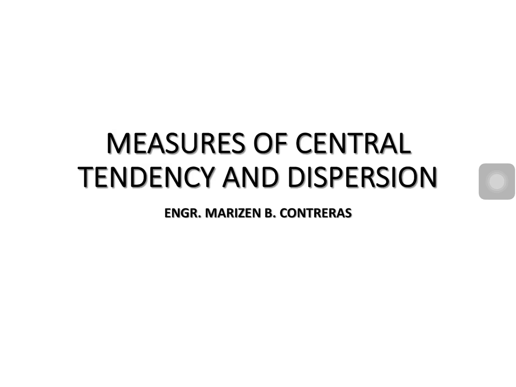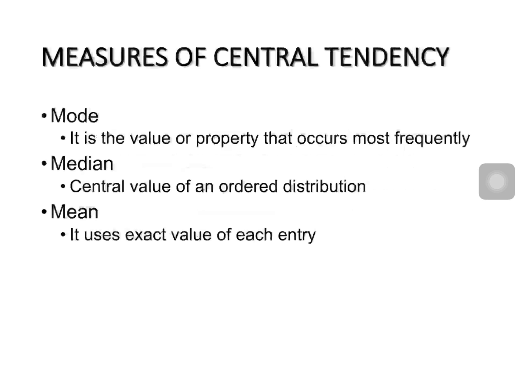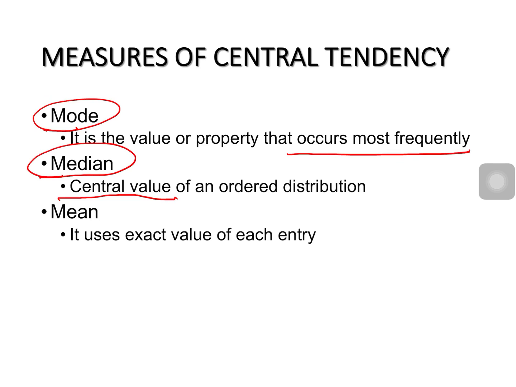I am here to discuss the measures of central tendency and dispersion. For the measures of central tendency, we are after the value that will represent our data. It can be the value that occurs most frequently, and that is the mode. Or it can be the central value of an ordered distribution, and that is the median. Or we can make use of the exact value for each entry, and that is the mean.